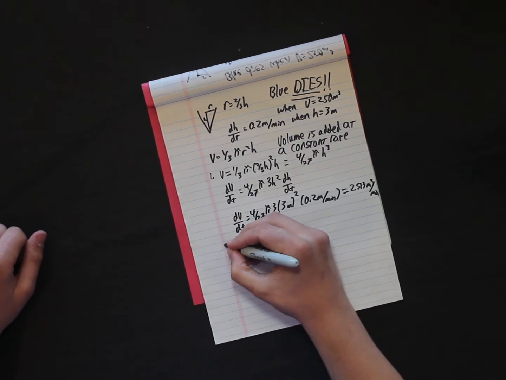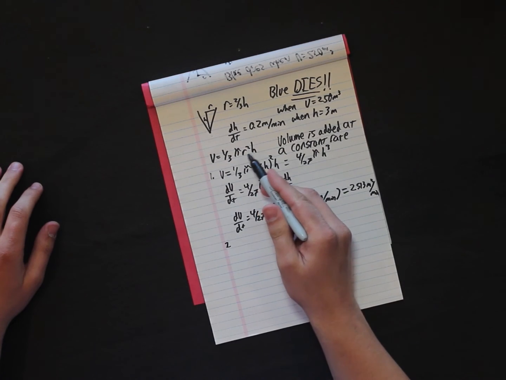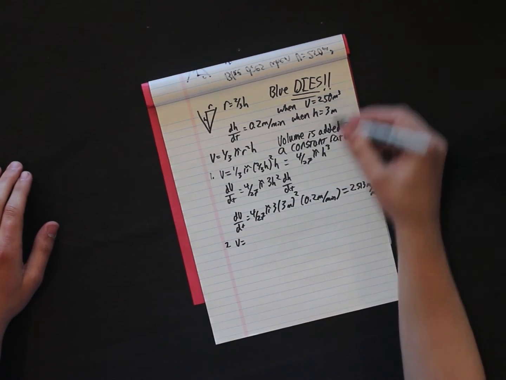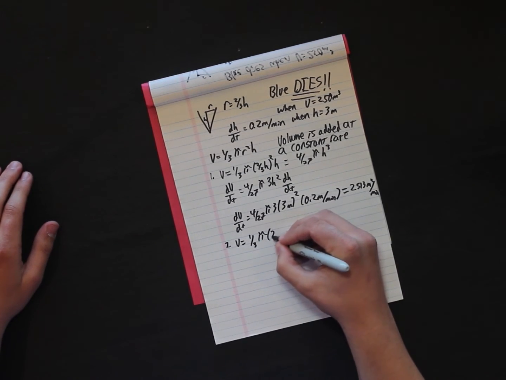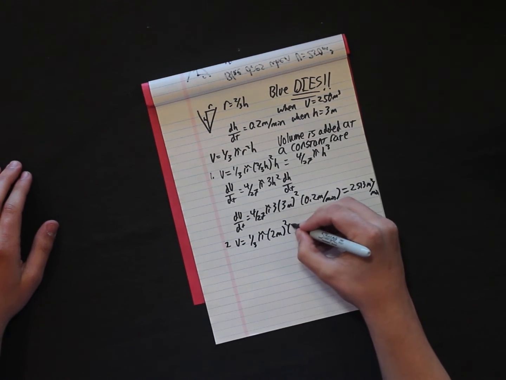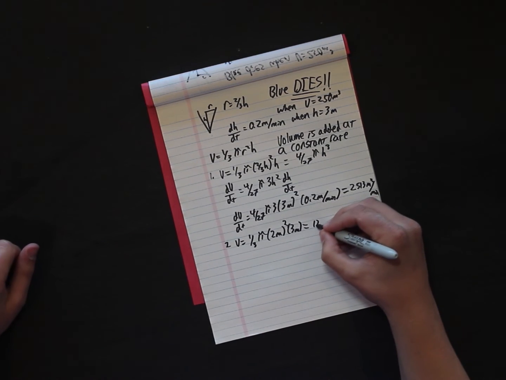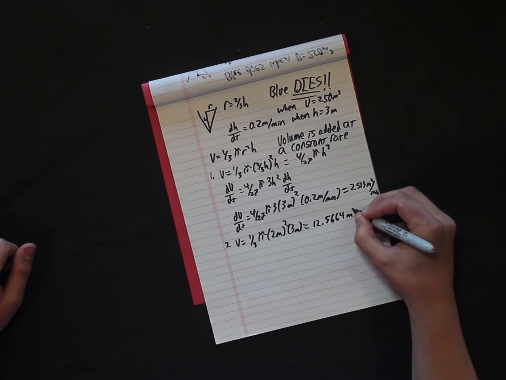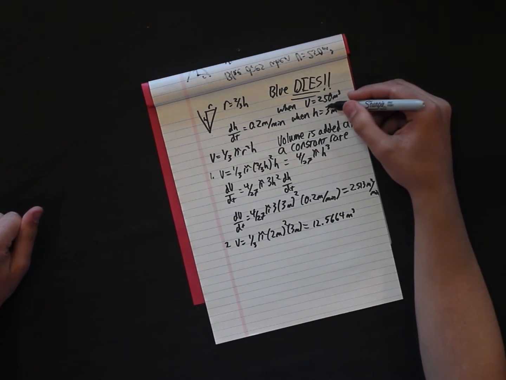Next, we need to find the current volume of the cone. So for this, we just plug in our values for r and h. So our volume at the time where the height is equal to 3 meters equals 1/3 pi (2 meters, since radius is 2/3 height) squared times 3 meters. And this is equal to 12.5664 meters cubed.